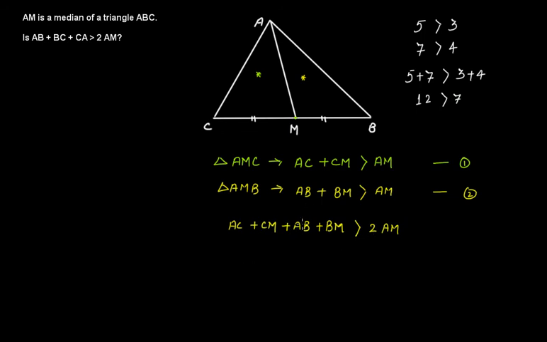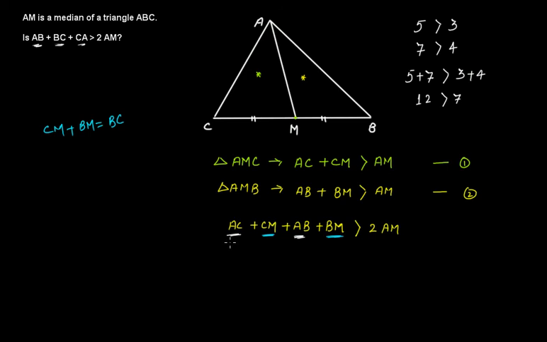Now, look very carefully. This AC is here, that is CA, AC or CA, same thing. Then you have AB here, you have AB here, but here you have BC. So if you look very carefully, CM plus BM is what? CM plus BM or MB will give you BC.